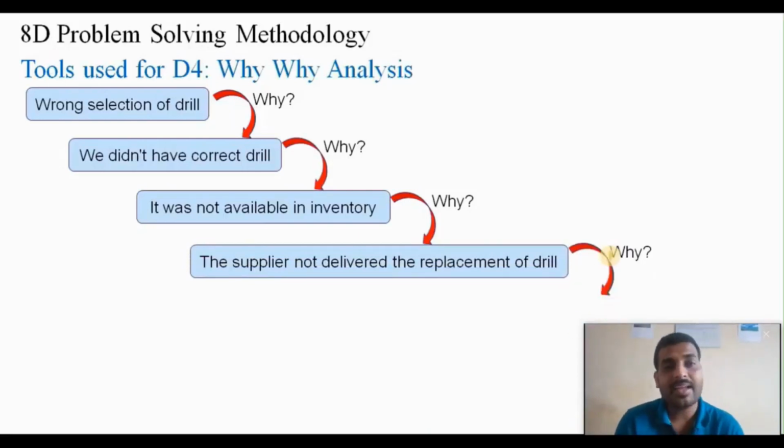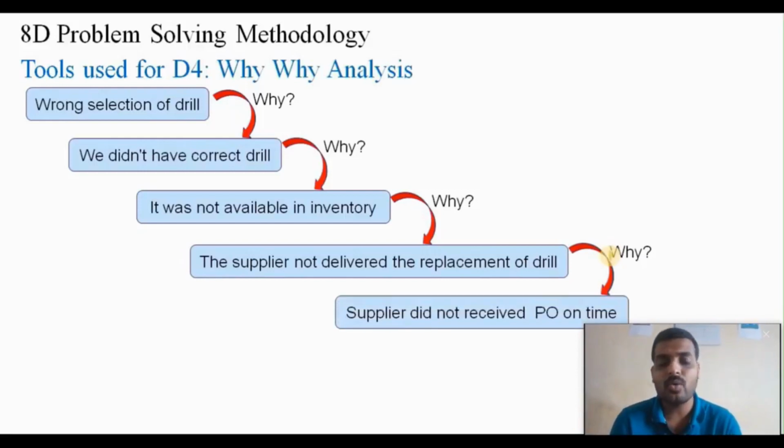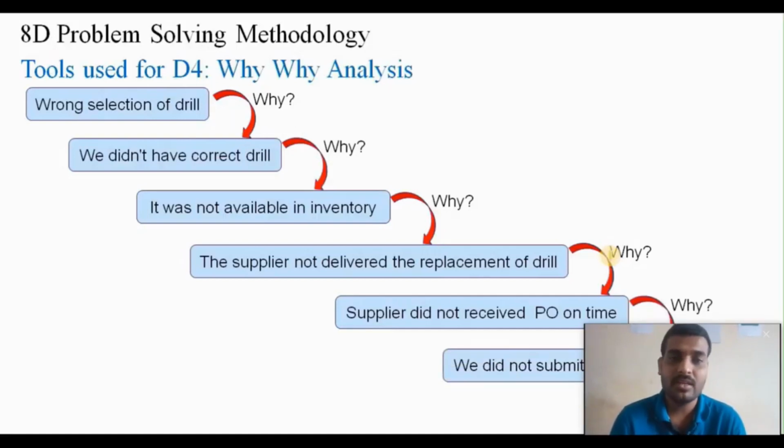Okay, then if you go ahead in the Why-Why analysis, you will go towards the managerial root cause. Why it was, we don't know. So if you go into more detail with this Why-Why, then you will come across the managerial root cause. So here we did not submit the PO on time. For this you have to initiate the action, so that the wrong selection of the drill will not happen. Okay, this is about the Why-Why analysis.